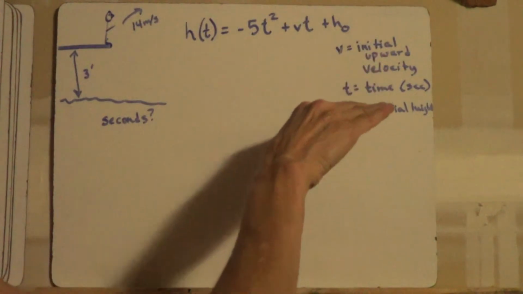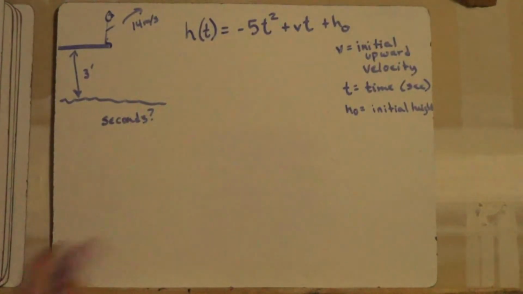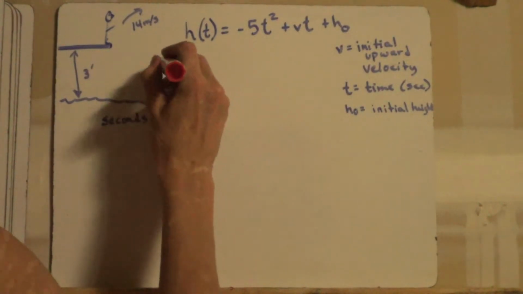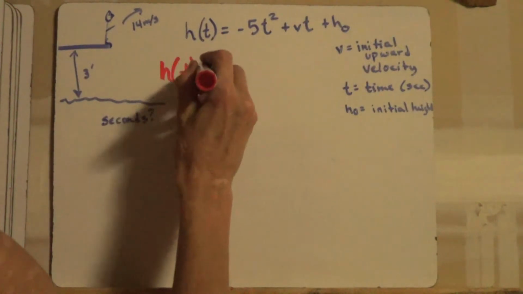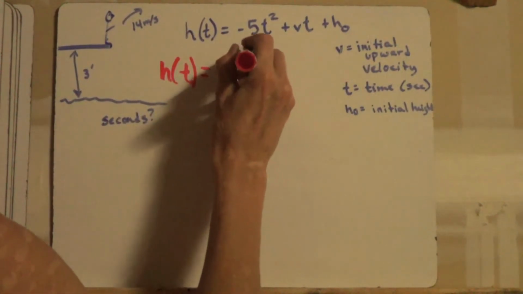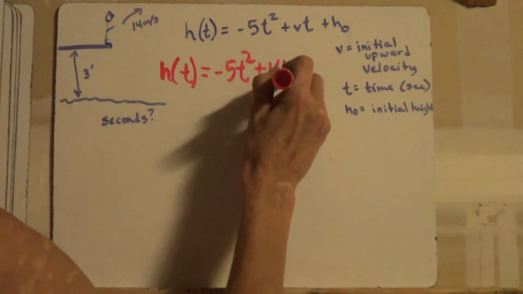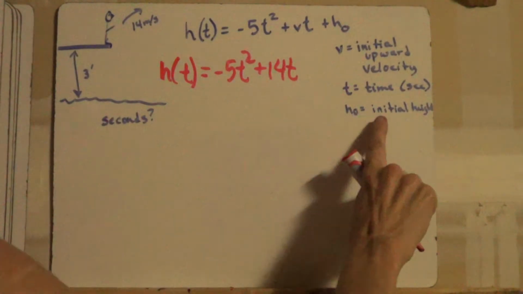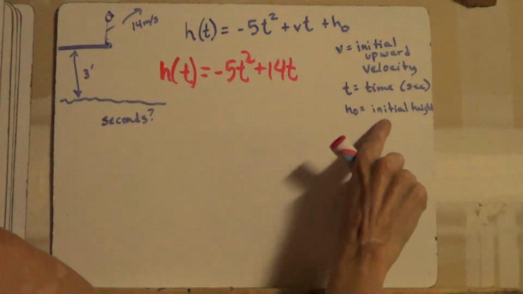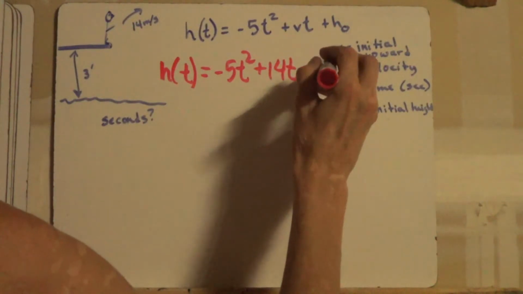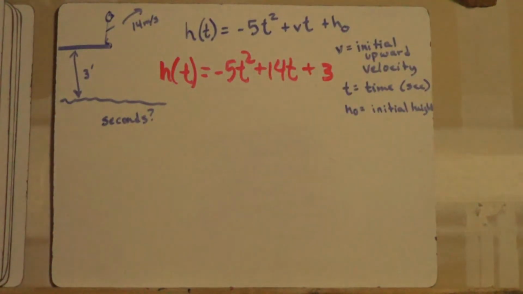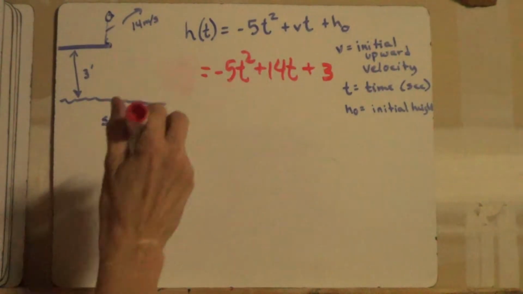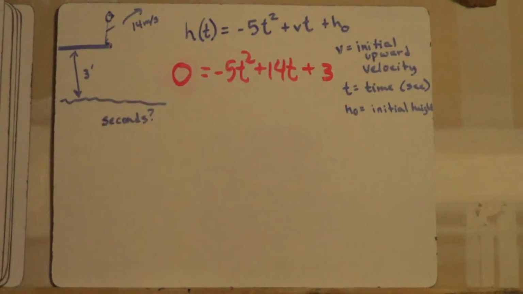And you always want to read what each of the letters means. V is our upward velocity. That would be a speed, which is 14. So we plug 14 in for V. Time is what we're looking for. That's how many seconds. The initial height was 3 feet, and that's H0 right here. Now, we're looking for when he hits the water. That would be his height after the time, which will be 0, because that's at the level of the water.